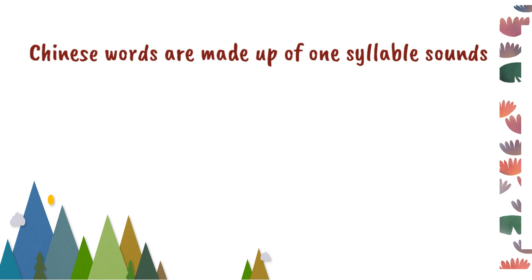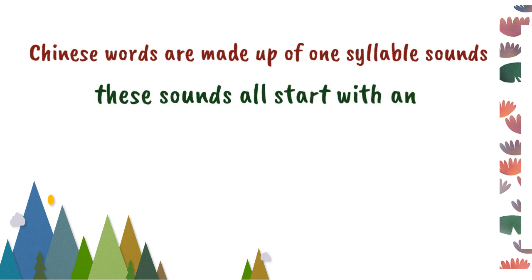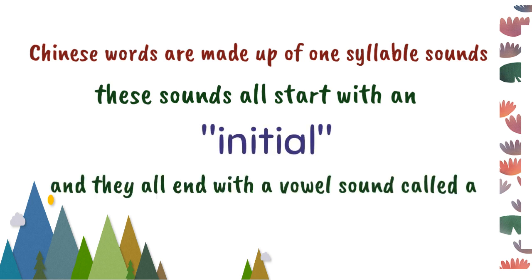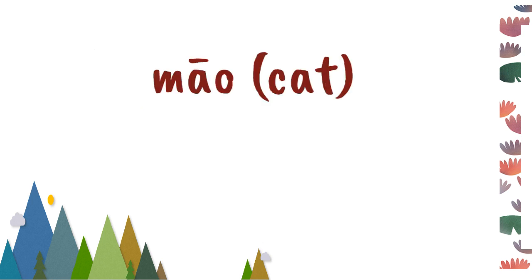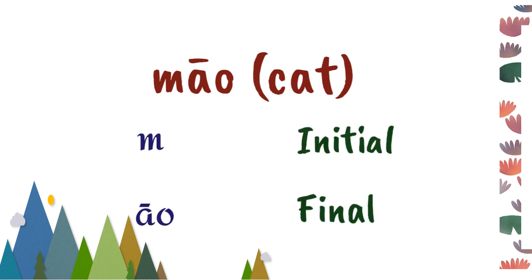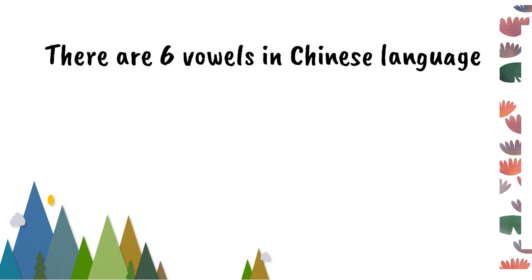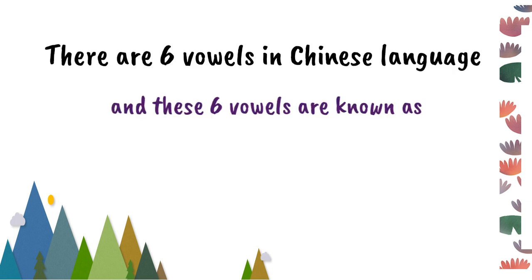Chinese words are made up of one syllable sounds. These sounds all start with an initial and they all end with a vowel sound called a final. For example, the word for cat, meow, here M is initial and ow is final. There are 6 vowels in Chinese language and these 6 vowels are known as simple finals.